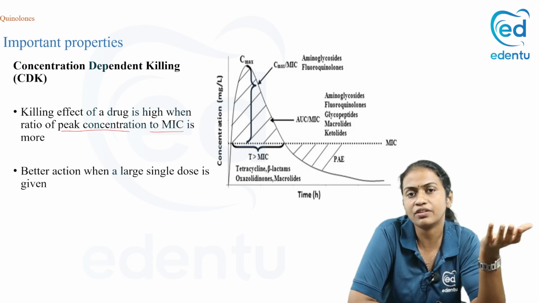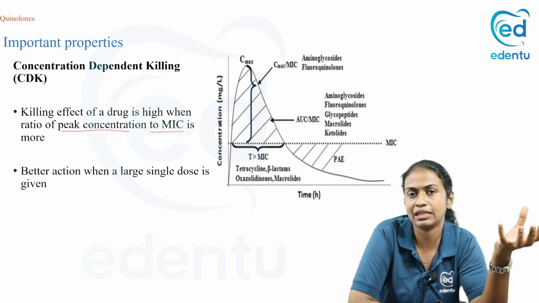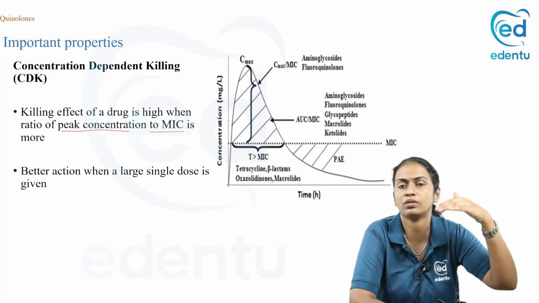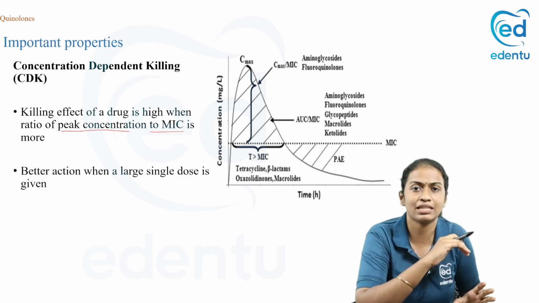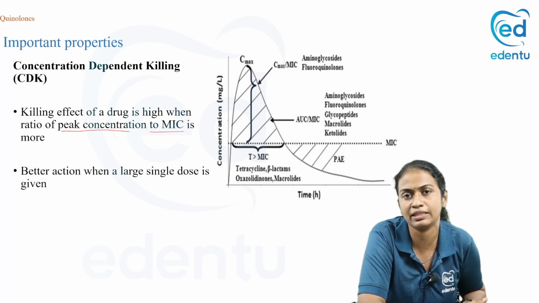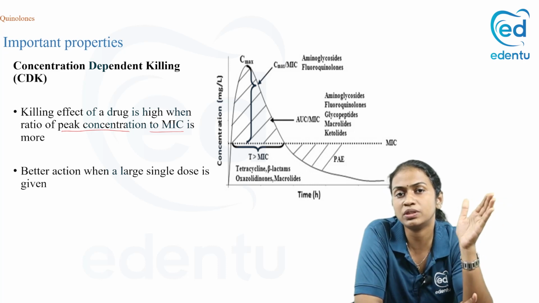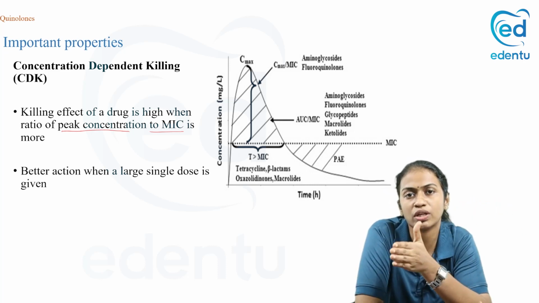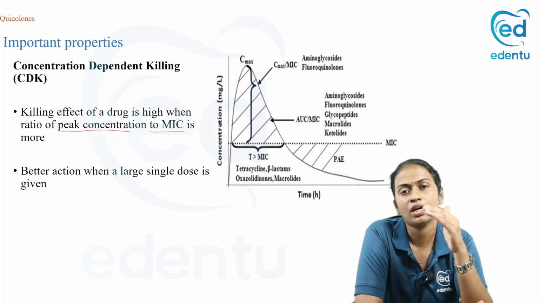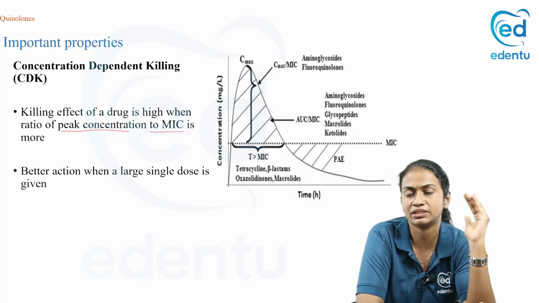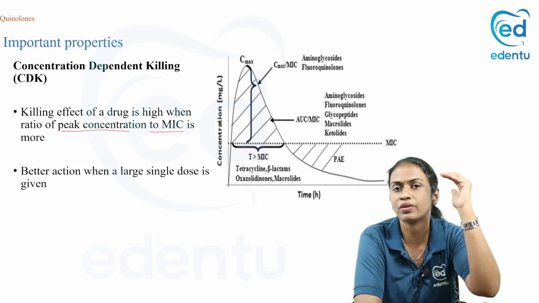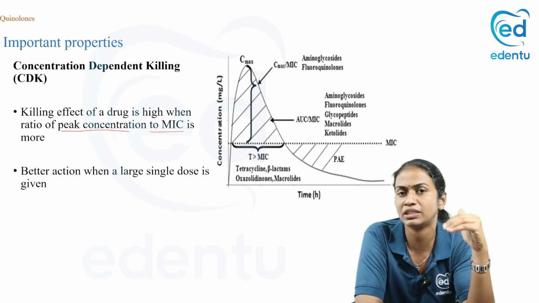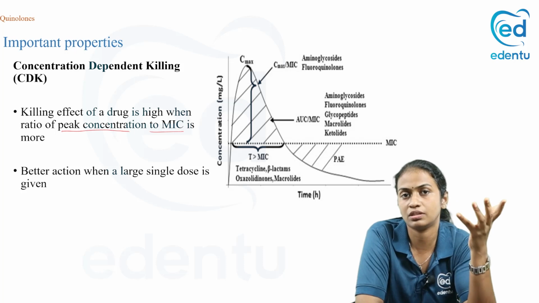Whereas if an antibiotic follows time dependent killing, it is the time above, or the duration for which the antibiotic level remains above the MIC, that determines their killing ability. So for them, we need to distribute the drug and give it at short intervals so that for a long period the drug concentration remains above MIC. But if it follows concentration dependent killing, like in case of fluoroquinolones or aminoglycosides, it's the initial ratio, that is the peak concentration to MIC ratio, that determines it.